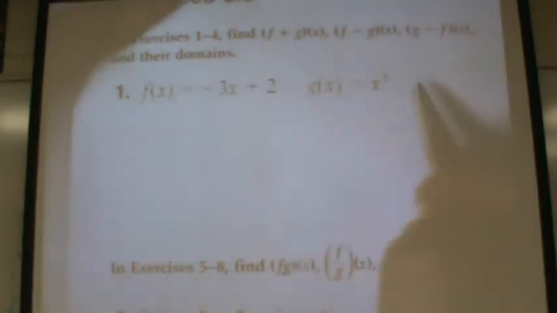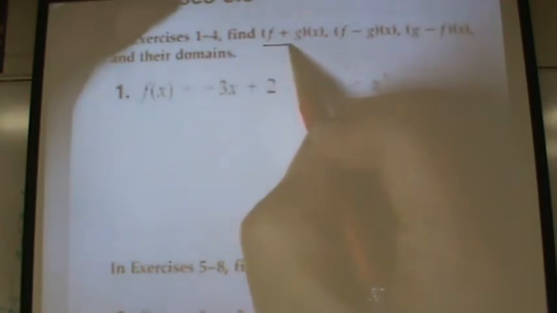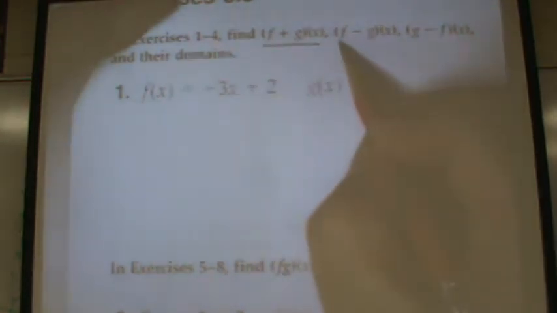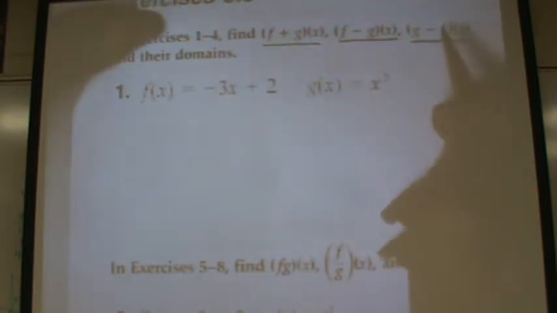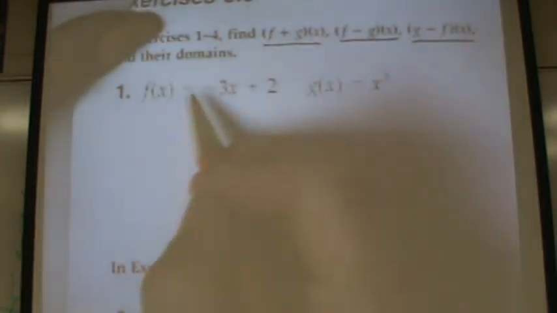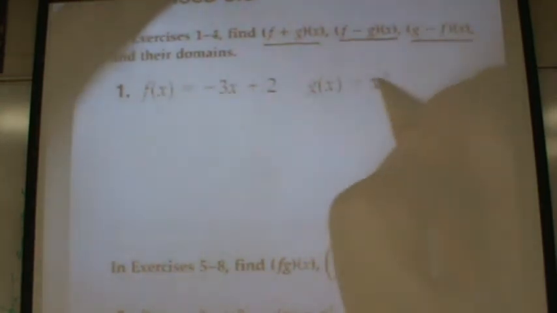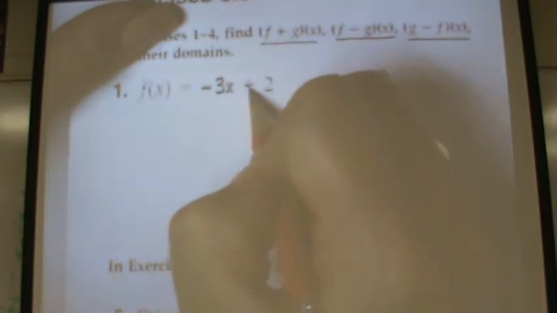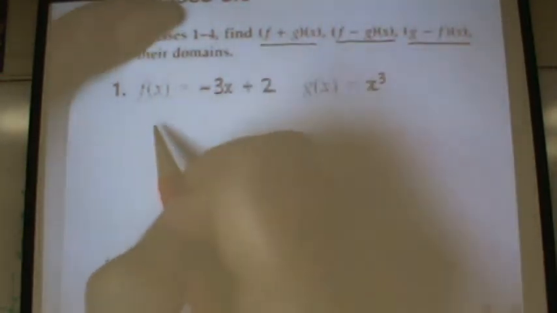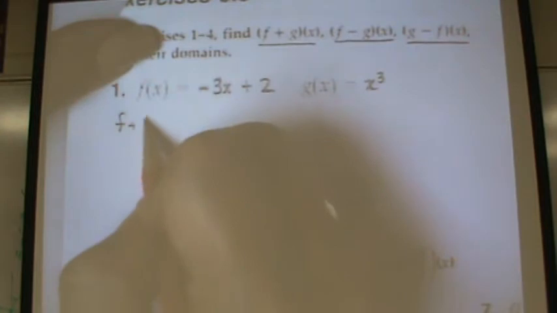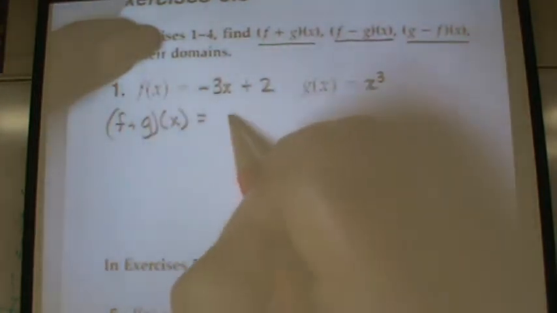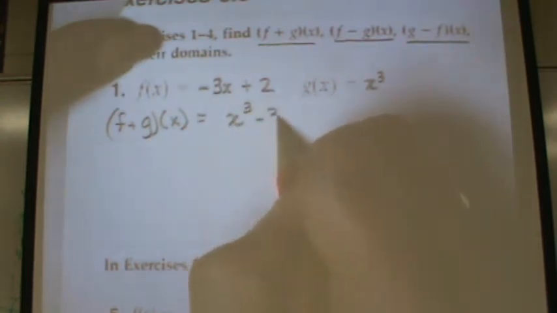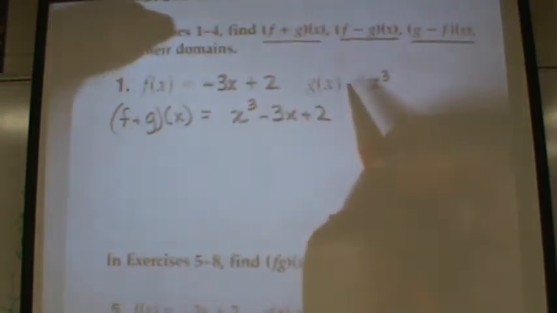So for this first one, they're asking you to do 3 things: add f and g of x, and then subtract f minus g, and then g minus f. Well, if you added these two, it doesn't matter what order you add them, and this is x to the third and negative 3x plus 2. So if you added these two functions, f plus g of x will give you, in order, x cubed minus 3x plus 2.